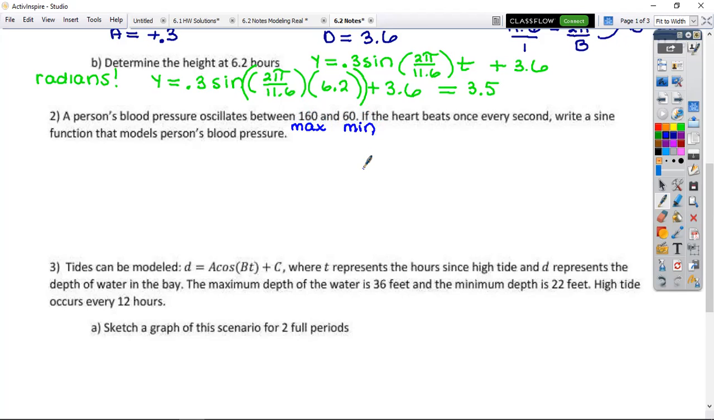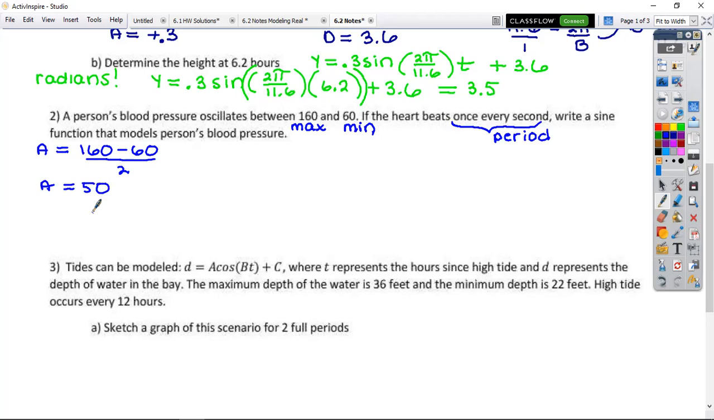And your heart is going to beat once every second. So what's this refer to? Period. Yep. Right, another sine function that models blood pressure. So again, you're just going to make use of these formulas once more. So I am going to do my amplitude is equal to my max minus min divided by 2. So therefore, my amplitude is equal to 50.